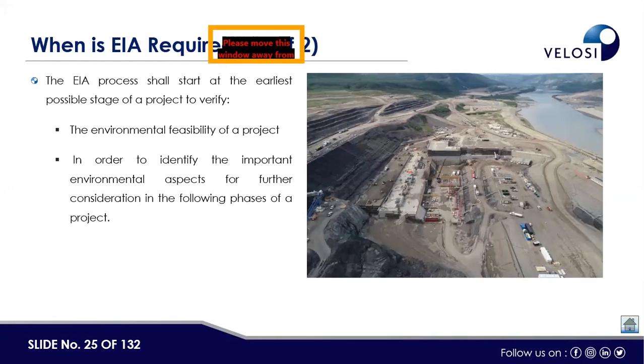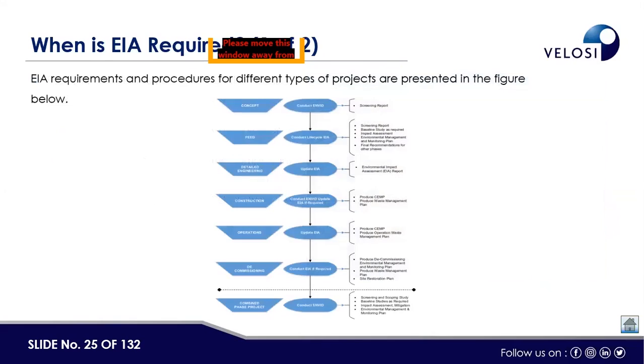Basically, the EIA process shall start at the earliest possible stage of the project to verify the environmental feasibility of the project. Whether it is feasible for the environment, whether it has a negative impact, or whether it has a low or medium impact, so that we can propose mitigation measures, and accordingly we can propose some monitoring programs as well. And in order to identify the important environmental aspects for further consideration in the following phases of the project.